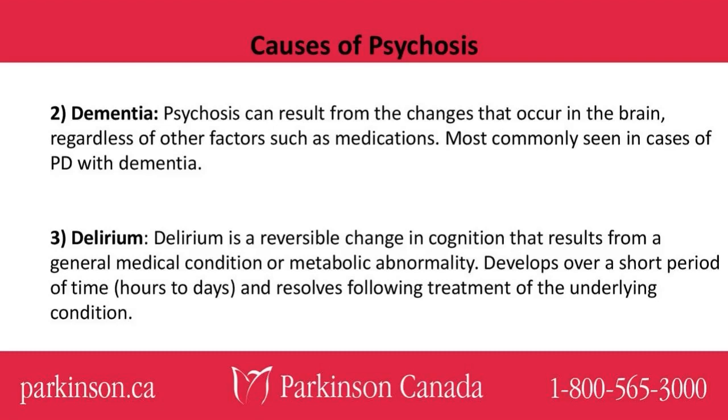Delirium, on the other hand, is reversible. And it's a change in cognition that happens from a general medical condition or metabolic abnormality. So for example, if somebody has a urinary tract infection or has the flu, people could look like they're confused. There's a very important change that you could notice. Basically, it develops over a short period of time, hours to days. And once, say, the urinary tract infection is resolved, then the delirium is resolved as well. Whereas the dementia tends to be ongoing. It's neurodegenerative in nature, meaning that it's progressive, and treatment won't necessarily help.